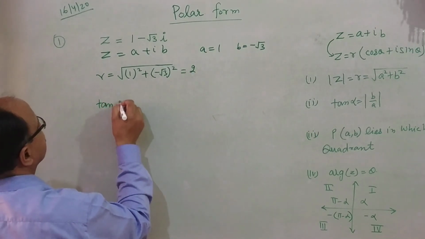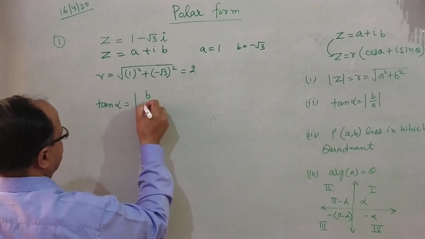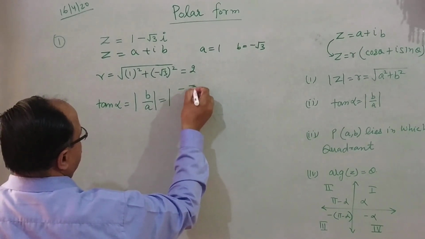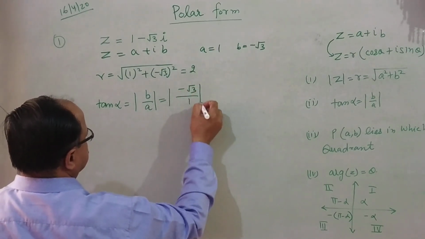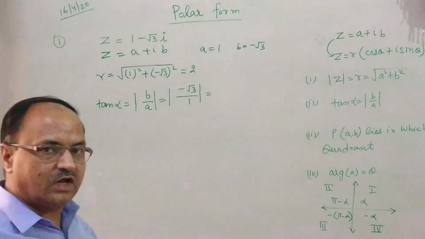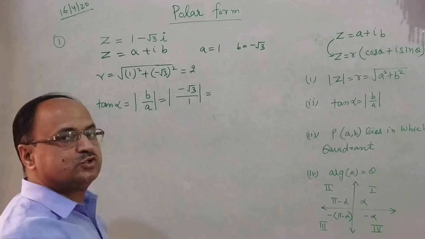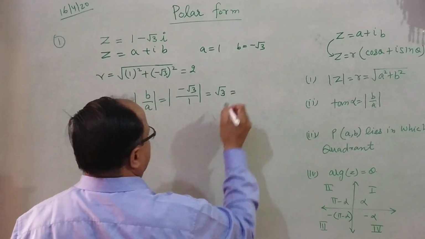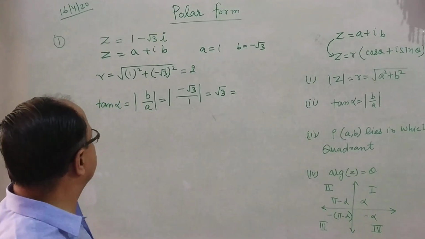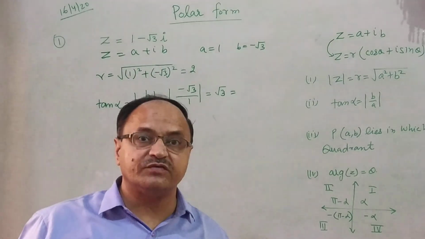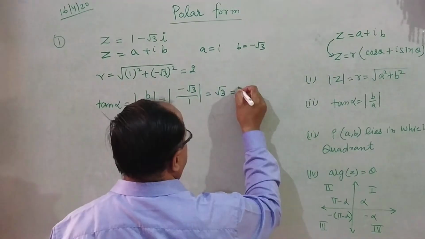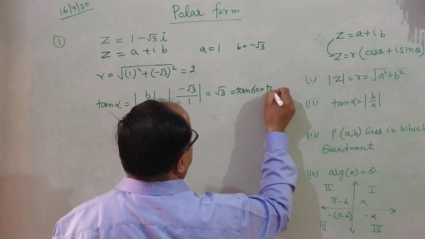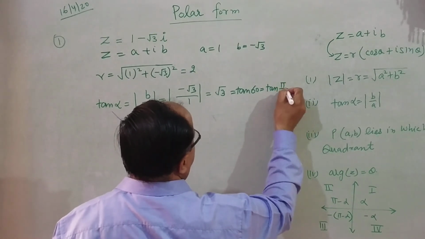And the second step, find tan alpha, mod of B by A. What is the value of B? Minus root 3 upon 1. Modulus means absolute value, positive value. Therefore root 3. Now can you tell me what is the value of root 3 in the form of tan from the trigonometric table? That is, you can say tan 60. And tan 60 in the radian form you can write pi by 3.